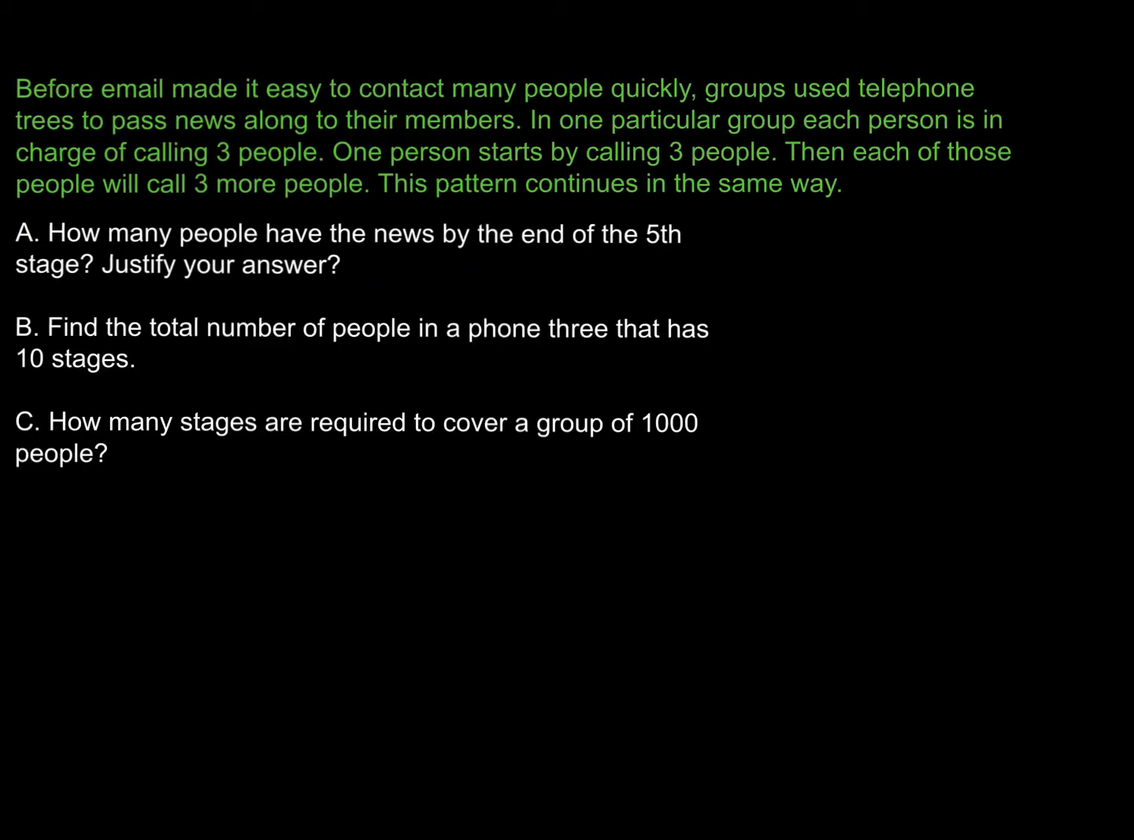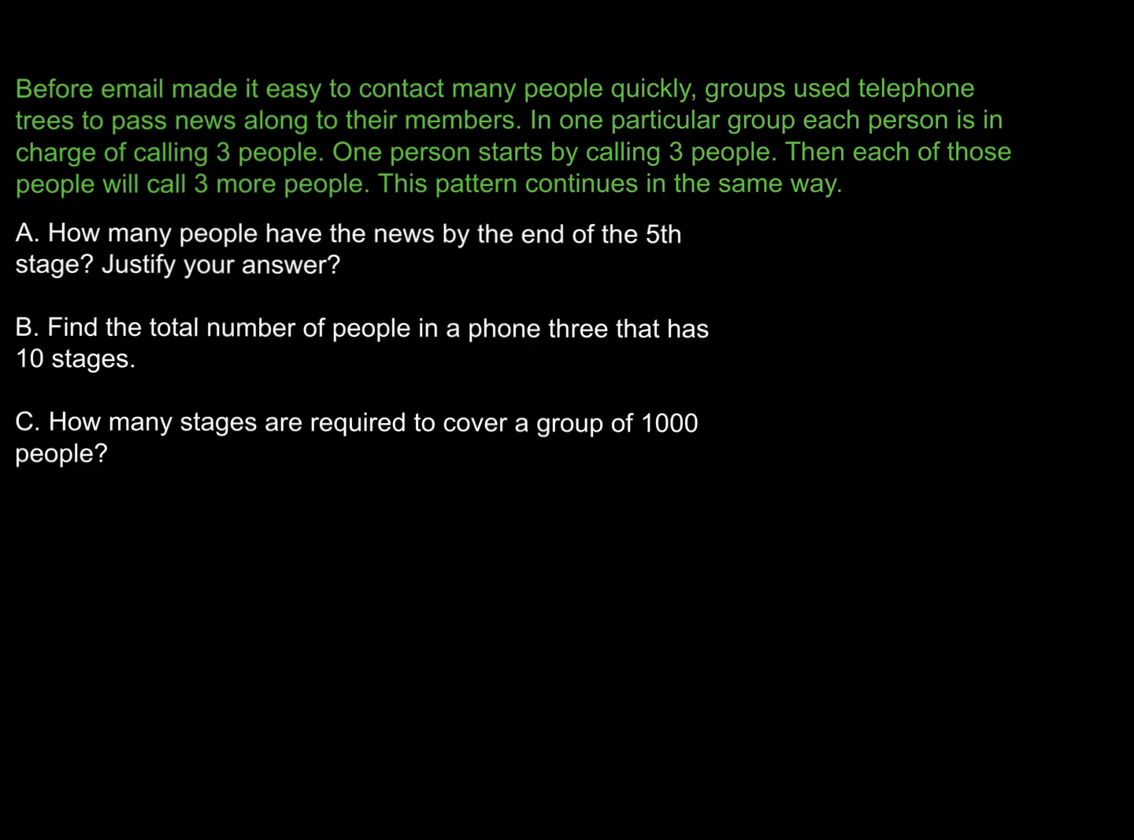Before email made it easy to contact many people quickly, groups used telephone trees to pass news along to members. In one particular group, each person is in charge of calling 3 people. It starts off with one person calling 3 people, and then each of those people will call 3 more people, and the pattern continues in that way. How many people have the news by the end of the fifth stage? Find the total number of people in a phone tree that has 10 stages, and then how many stages are required to cover a group of 1,000 people.